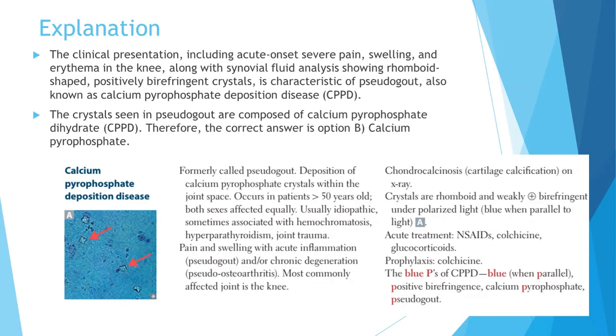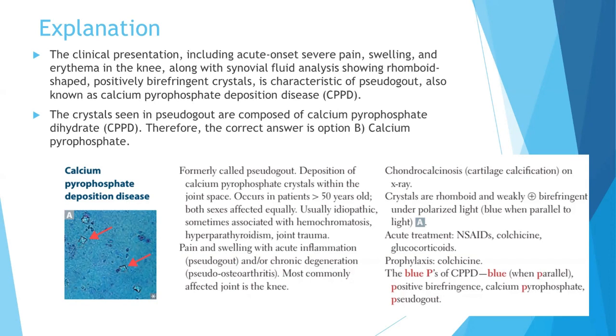Now, let's review the CPPD disease part from First Aid. It is formally called pseudogout. It is the deposition of calcium pyrophosphate crystals within the joint space, and it occurs in patients more than 50 years old. Both sexes are affected equally. It is usually idiopathic, sometimes associated with hemochromatosis, hyperparathyroidism, or joint trauma. There is pain and swelling with acute inflammation, and chronic degeneration, pseudo-osteoarthritis. The most commonly affected joint is the knee. Chondrocalcinosis, or cartilage calcification, is seen on X-ray.